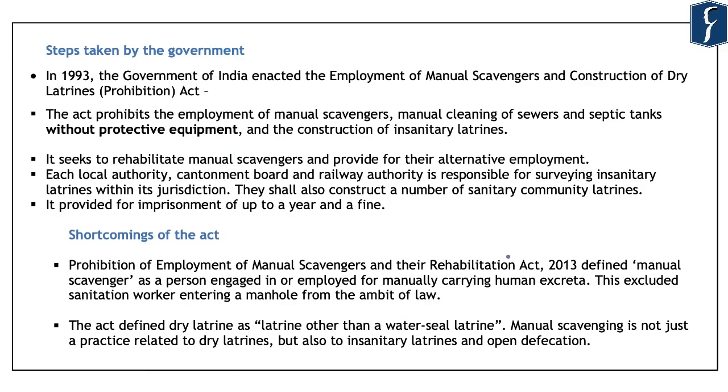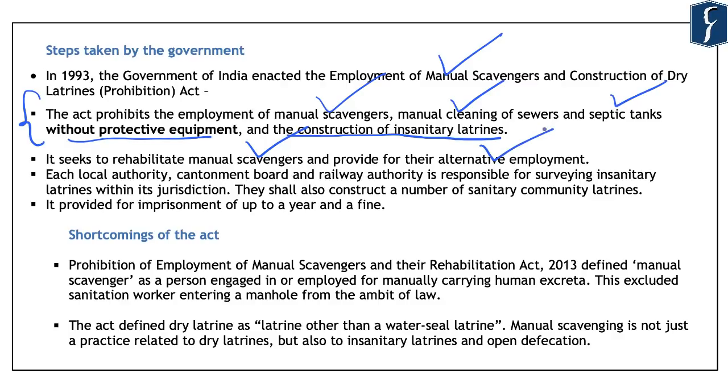Now, to improve the condition of the sanitation workers, the Government of India enacted the Employment of Manual Scavengers and Construction of Dry Latrines Prohibition Act in 1993. And this act prohibits the employment of manual scavengers or manual cleaning of sewers and septic tanks without protective equipments, and the construction of insanitary latrines. So, these are the main provisions of the 1993 Act. Further, this act seeks to rehabilitate the manual scavengers and also provides for their alternative employment.